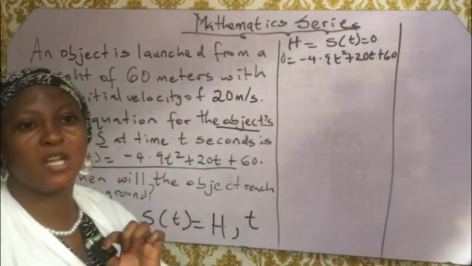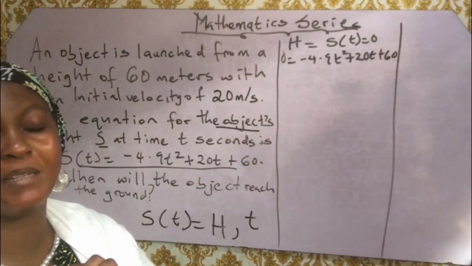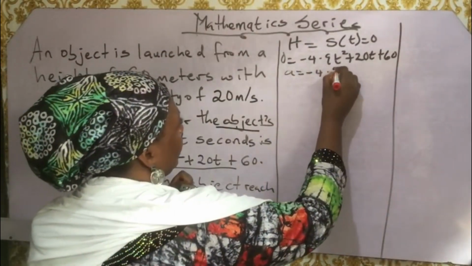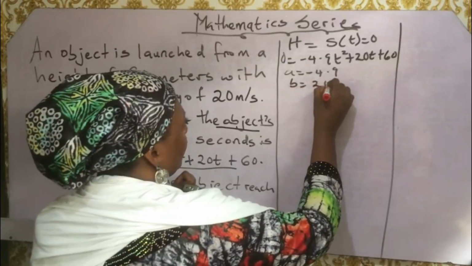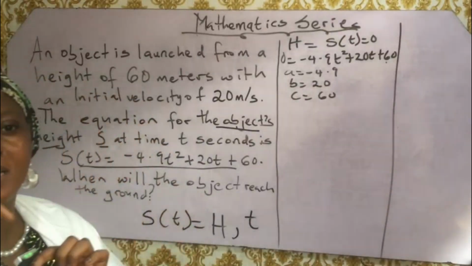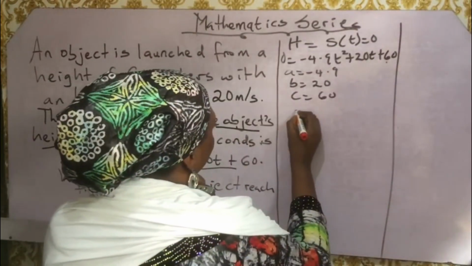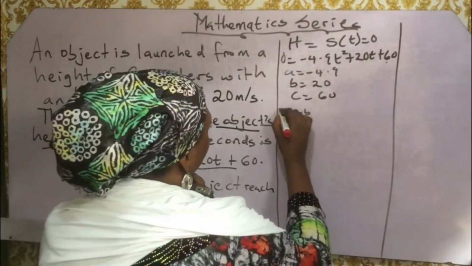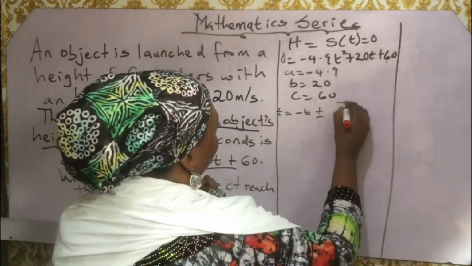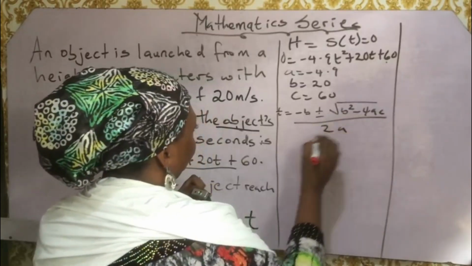You can see this is a quadratic equation. How do we get the value of the time? We use our quadratic formula. a will be equal to negative 4.9, b will be equal to 20, and c is a constant, which is 60. Then let's start to plug our values into the equation. Let's write down the formula: x will change to t, so t equals negative b plus or minus the square root of b squared minus 4ac, over 2a.